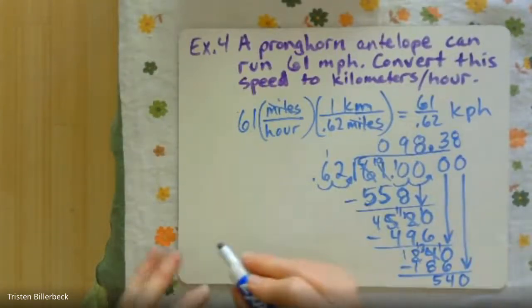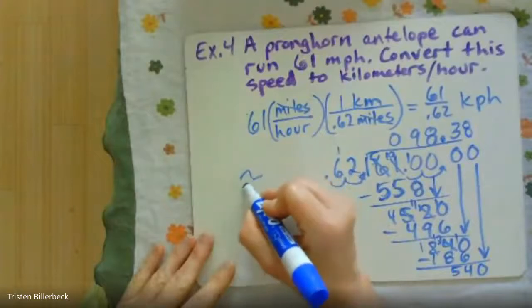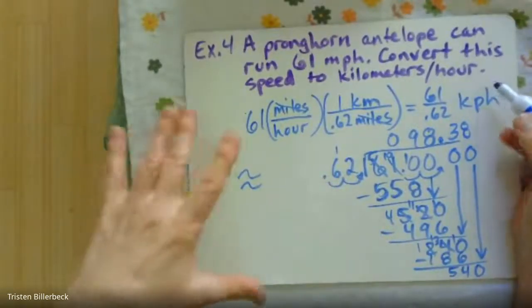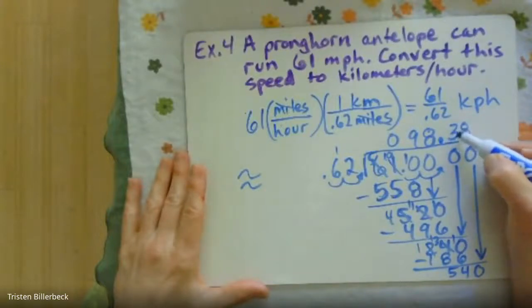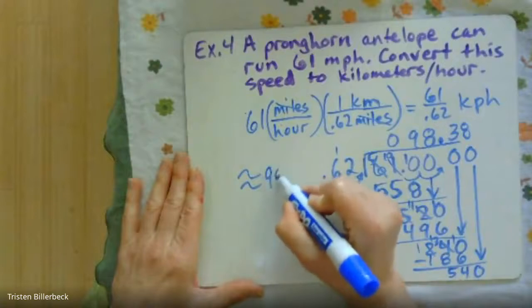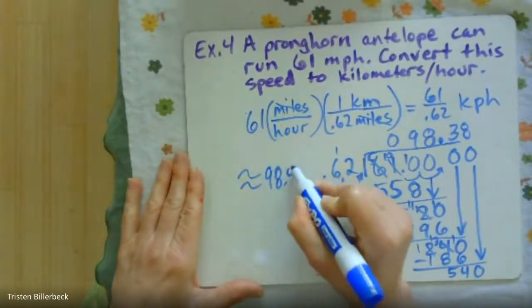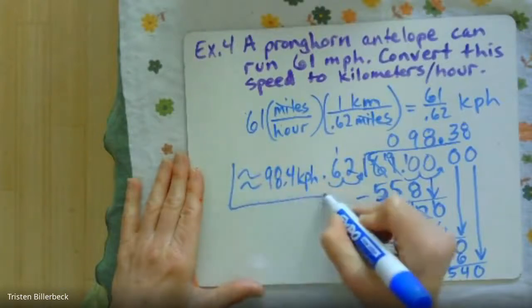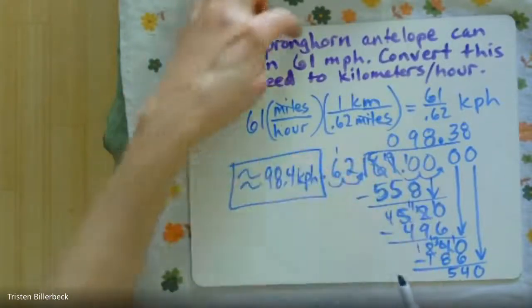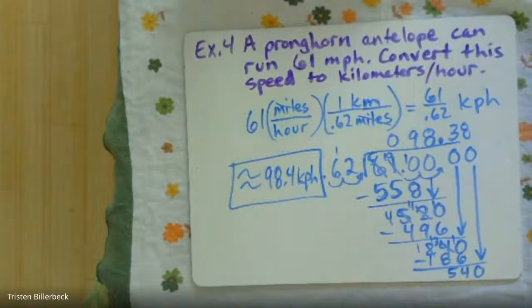So if we're going to round this, it doesn't say what we're rounding it to, but we probably don't want to go beyond the tenths place here. So it's going to be 98.4 kilometers per hour. So that's how fast this pronghorn antelope runs.